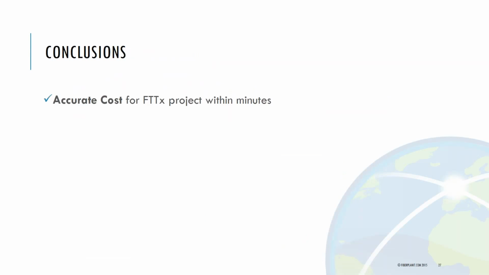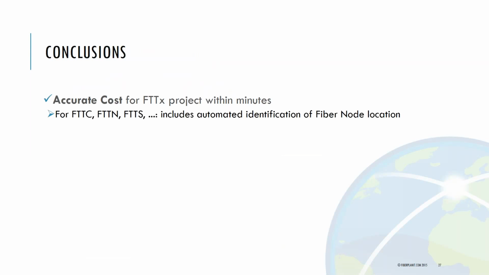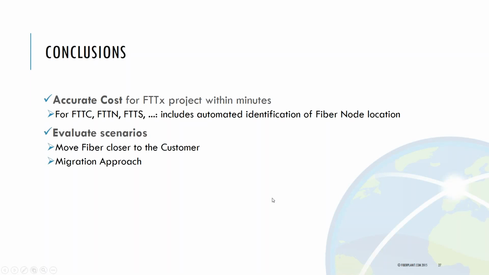So to conclude some of the things we've seen, so we've seen some examples of different FTTx projects or designs and questions where we could get an accurate cost for that project for a certain area within minutes. This both for fiber to the node or to the cabinet or to the street side or to the antenna. Including also automatic identification of fiber node locations. I think that's also very important to notice, that it's also analyzing where to put those new fiber nodes on the existing network. We've also illustrated how easy it is to evaluate the different scenarios.